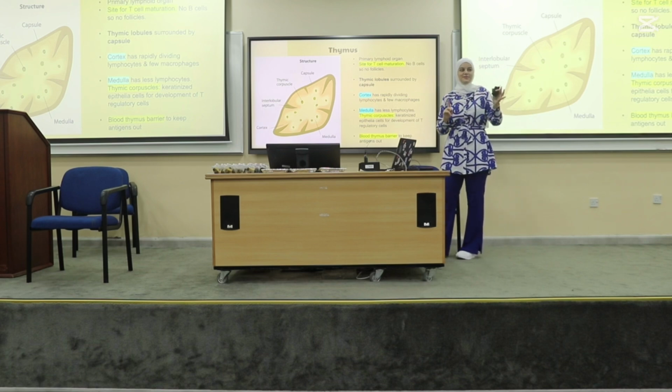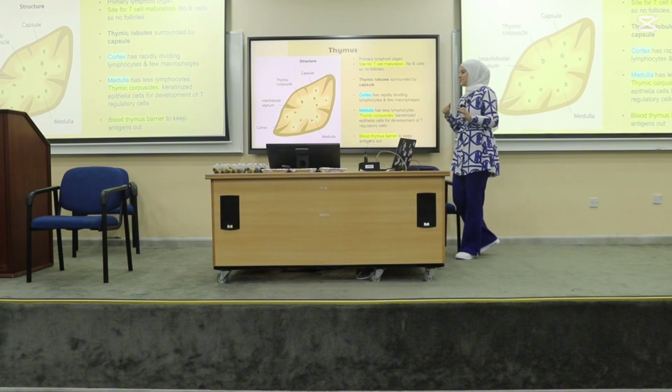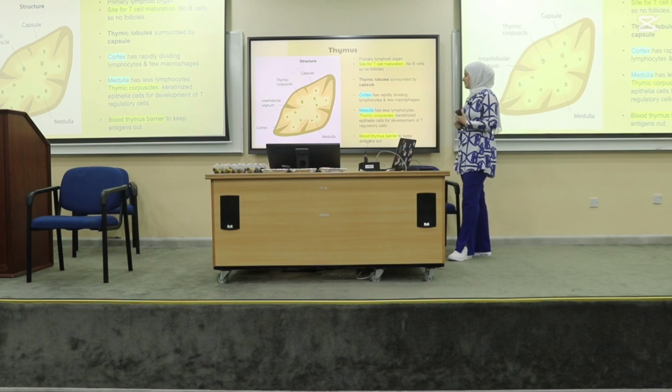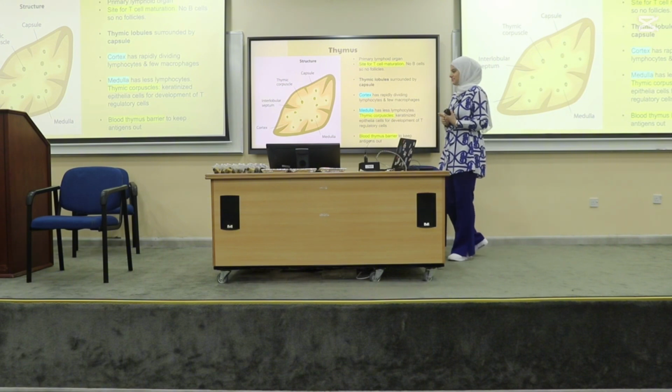Lymph nodes. Lymph nodes have cortex and medulla. Spleen has red pulp, white pulp. So that's why I tell you to relate the organs together. Cortex has rapidly dividing lymphocytes, few macrophages. Medulla has fewer lymphocytes, and cortex has more lymphocytes than the medulla.